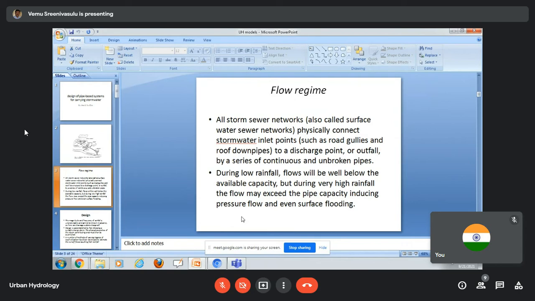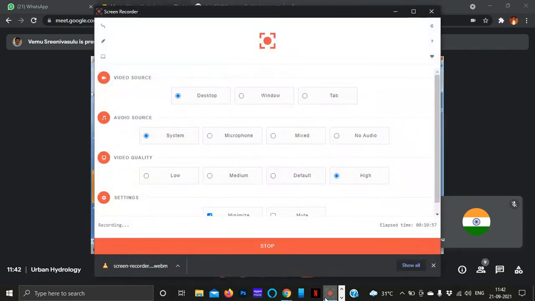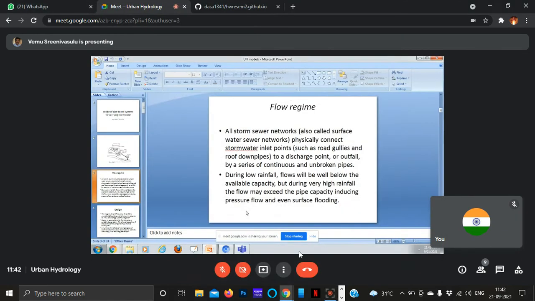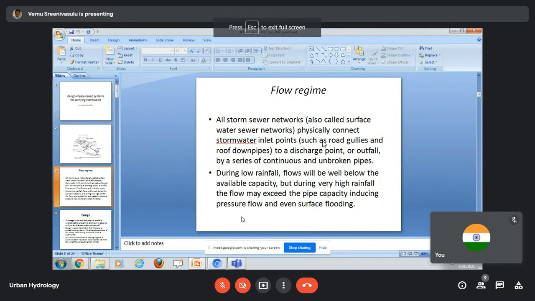Therefore, if you design for the magnitude of rainfall of a 100-year or 200-year return period, you will have a large diameter, and that will sometimes occupy maybe the entire road also. So generally for designing the urban drainage system, 100 or 200 years will not be considered. Only 2, 5, or 10 years. So a small return period will be considered.